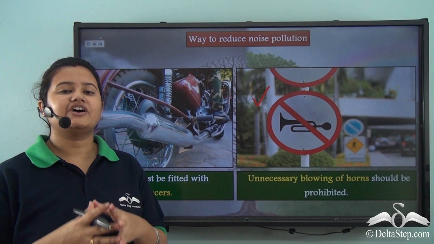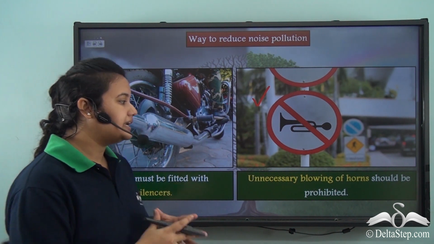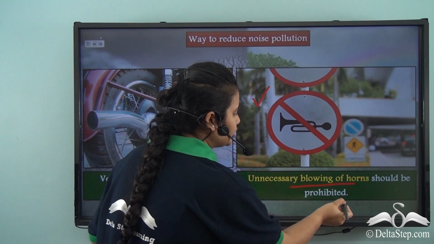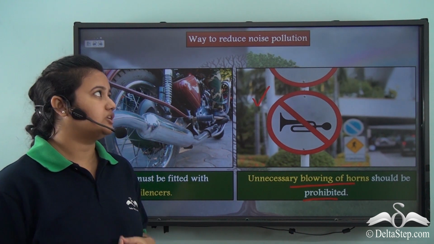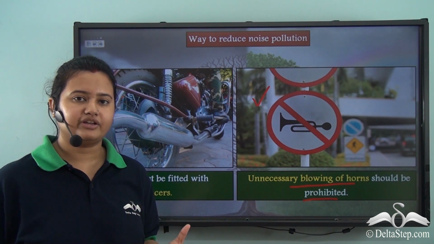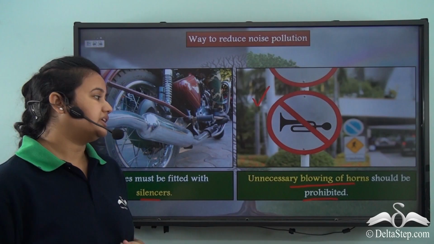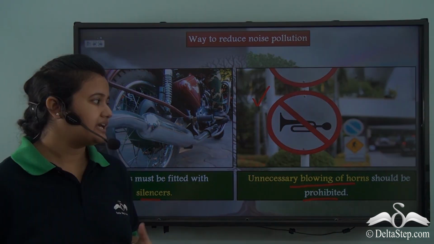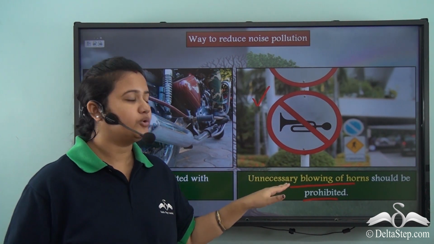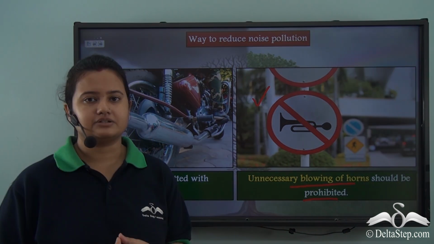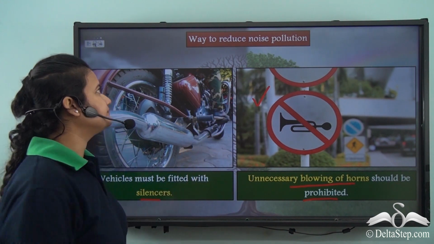So, these types of traffic signals must be installed at every junction of the road so that unnecessary blowing of horns can be prohibited. So, these are the different ways in which we would be able to control noise pollution produced by traffic. Firstly, every vehicle must be fitted with silencers so that the noise produced by them can be controlled. Secondly, these traffic signals should be installed so that unnecessary blowing of car horns can be prohibited. Now, let us look for other ways in which we can control noise pollution.